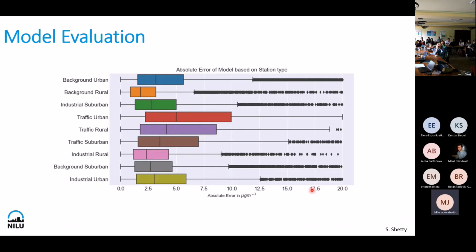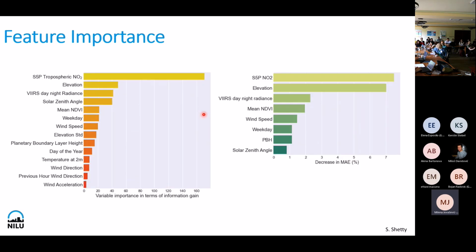Here are some error statistics for the various station types. So not unexpectedly, the lowest error is achieved for rural background stations, because they're the most representative for a large area, which is most representative of what the satellite actually sees. And the highest errors are, for example, traffic urban, which are really, really localized, only representative for a very small area. So this all makes sense.